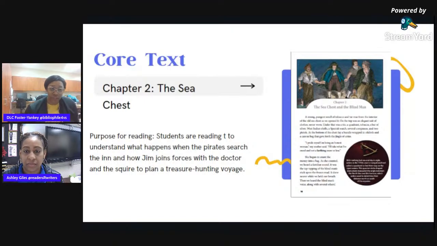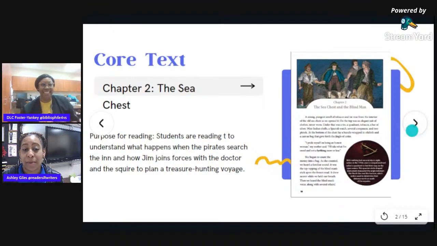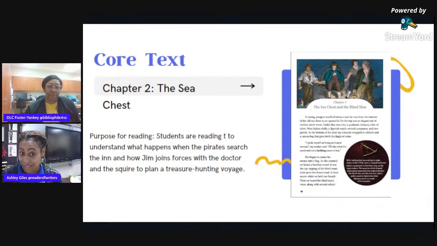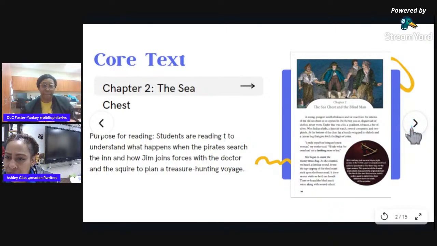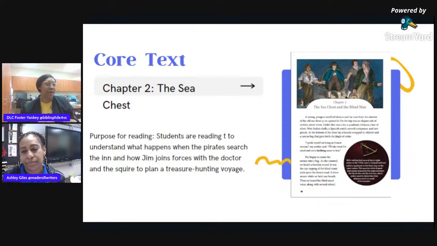Sounds exciting. Have you read Chapter 2? I have not, and I'm just noticing, we could probably talk about this later, how you get the purpose for reading. We'll have to change those on the others. Just FYI. No, I have not read it. Let me see, what is Chapter 2? No, I just did Chapter 1.